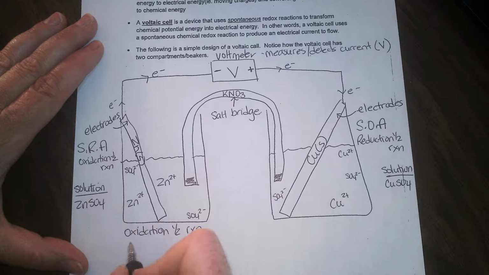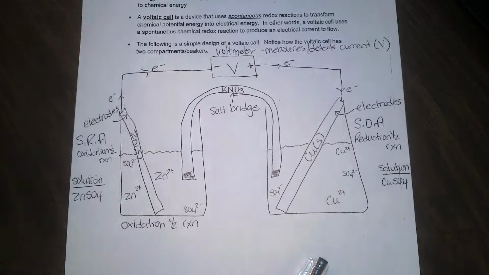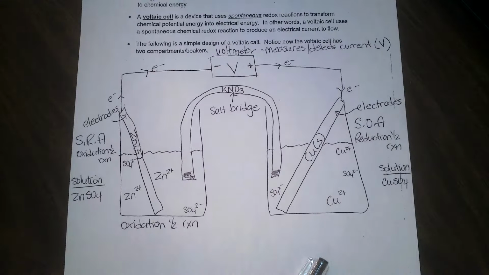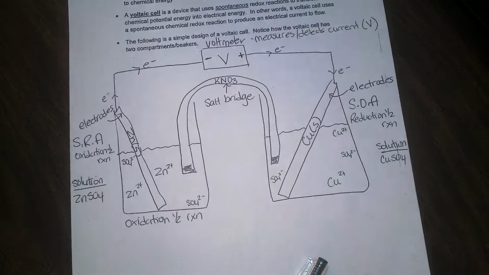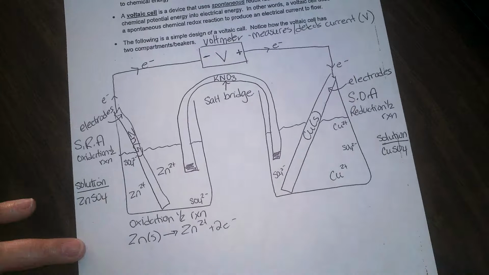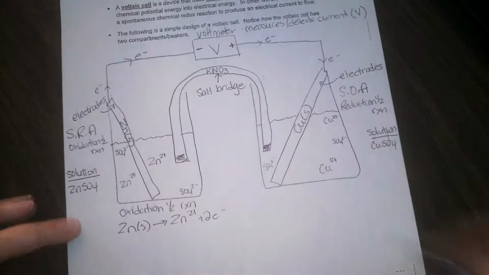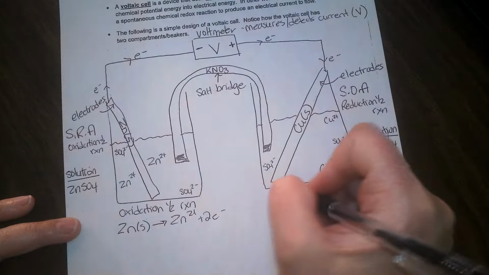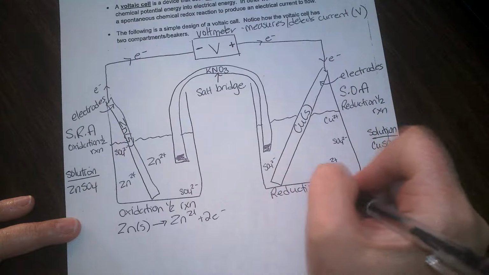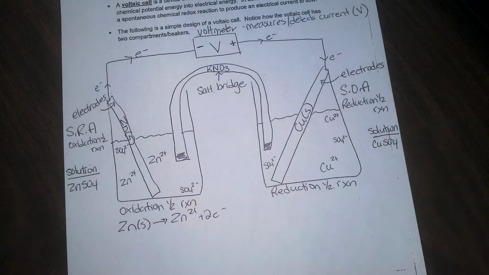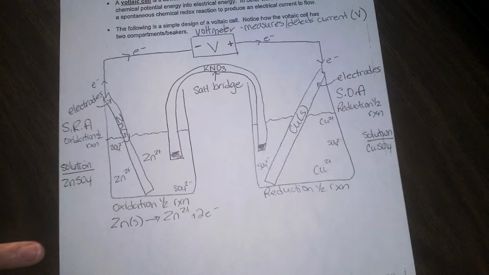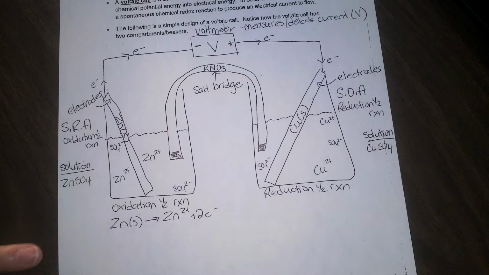And what does it look like? How do we write that formula? Okay. Now what about copper as the reduction half reaction? Again, referring back to page 7. How do I write and show that this is a reduction in oxidation numbers?